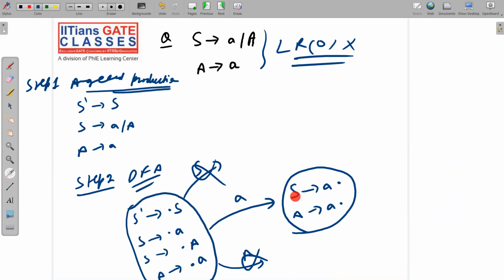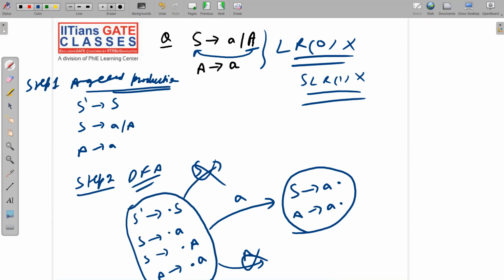Now what about my SLR1? I have to see follow of capital S and follow of capital A. If something is common between them, then obviously I will say it is not SLR1 also. So try to follow. I will immediately say follow of A is follow of S, so obviously there will be a common part, that is dollar. You can check it out yourself. So it is not SLR1 also.